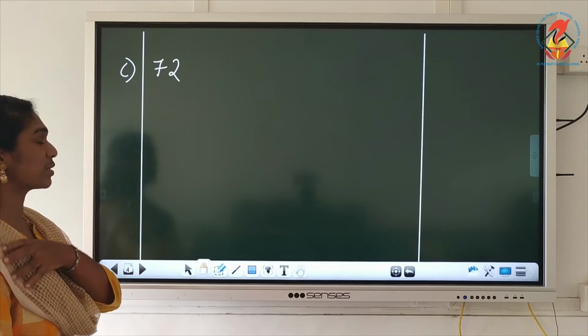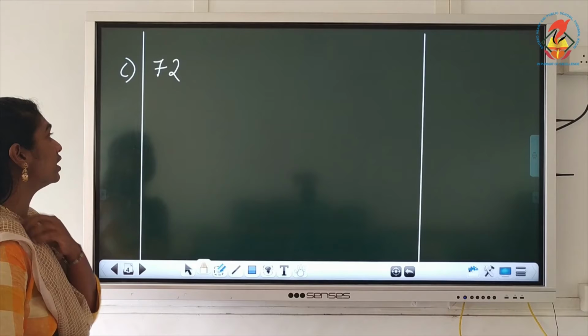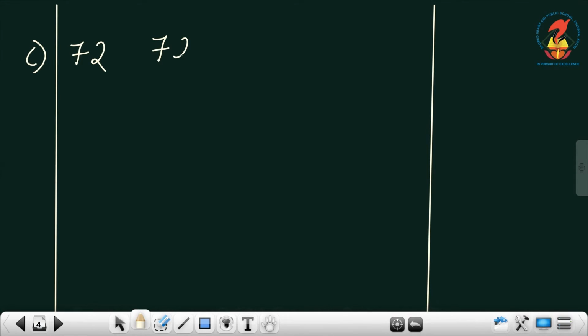And coming to the next question, 72, a little bigger number. So, hopefully we will get so many factors. 72 divided by 1, 72. 72 is an even number, so surely it will be there in 2's table. So divide and find out.